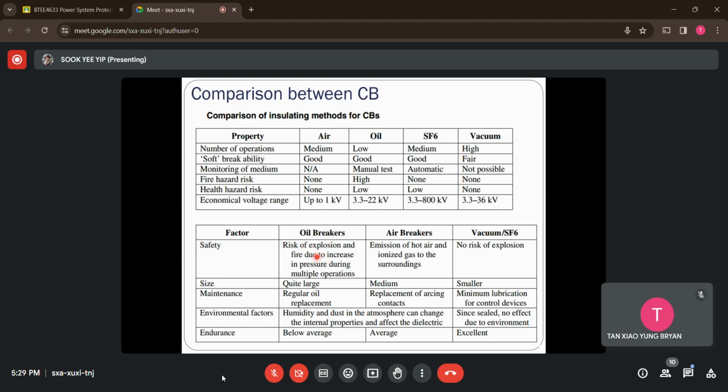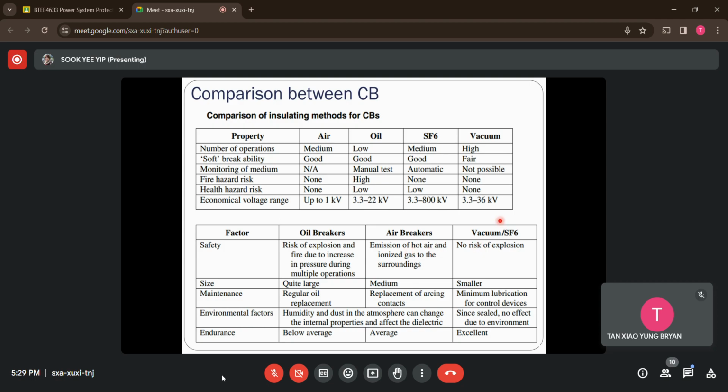All right, let's say we have applied it in the wrong manner. And how about air breakers here? As mentioned just now, if you stand nearby it, there is an emission of hot air. So the ionized particles will actually discharge to the surroundings. That is the air breaker. So you might feel uncomfortable if you are beside the air breakers.